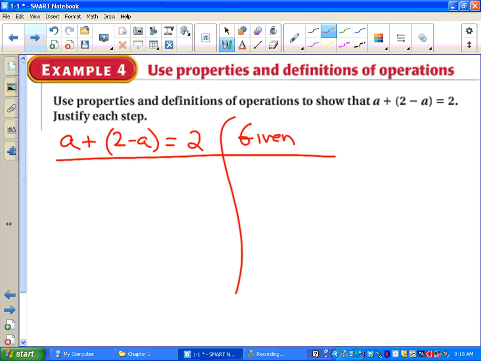None of our properties deal with subtraction, so the first thing I'm going to do is rewrite that 2 minus a as 2 plus negative a. And that's just using the definition of subtraction. We saw that on the previous slide.